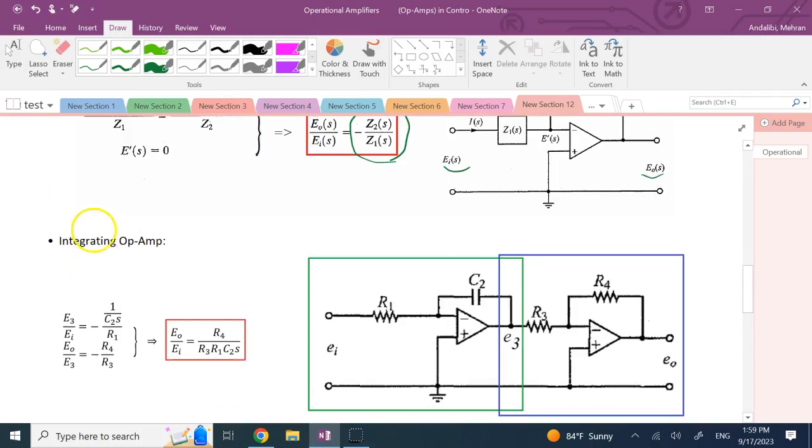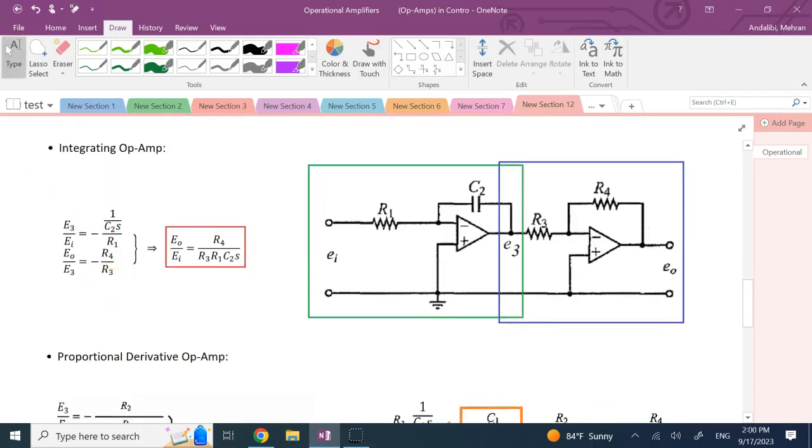So let's look at this circuit now. This is the circuit of an integrator, basically an I controller. Let's see what happens. Here, the main circuit is the one in green, where you replaced R2 with a capacitor C2, and this next portion just inverts the signal. So the second portion in blue is the inverter.